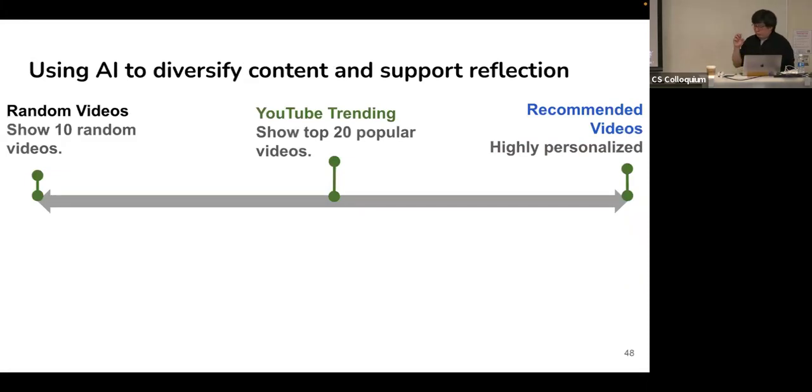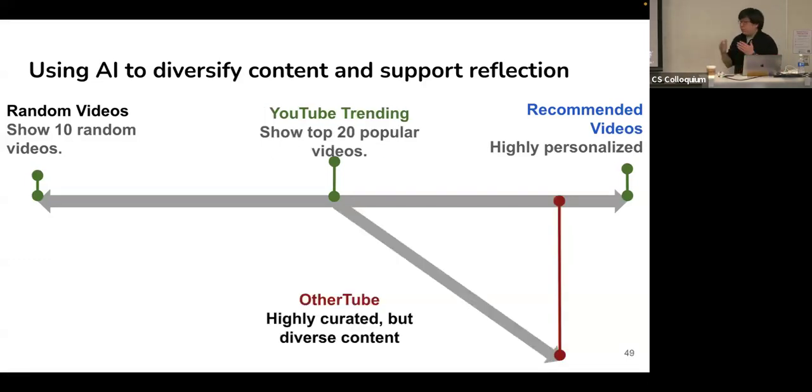So when you think about a spectrum of personalization, on one hand, we can imagine just recommending 10 random videos. It's going to be awful, right? If you pick 10 random videos and watch them, it's very unlikely to be good. Or you can go by popularity, like showing the top 10 or top 20 popular videos. And what we have today is recommended video that is highly personalized based on your interactions.